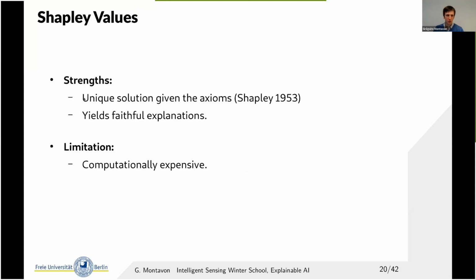So what are the strengths of Shapley values? It has a nice theoretical background, which is basically shown to be a unique solution given a certain number of axioms. And this was proven in some earlier work. And also, because of this nice theoretical embedding, it also yields a faithful explanation. So usually they perform quite well compared to simpler approaches. But there is also this limitation of Shapley value explanations being computationally expensive.